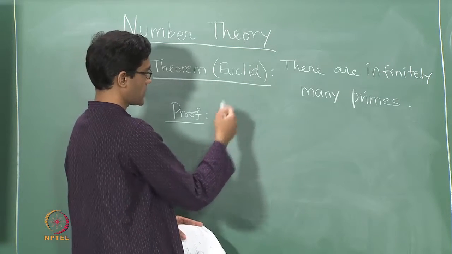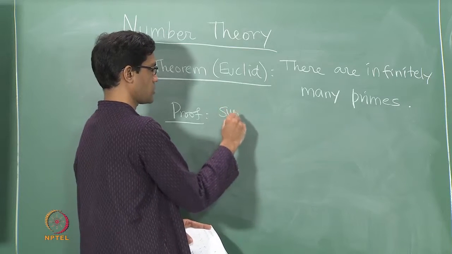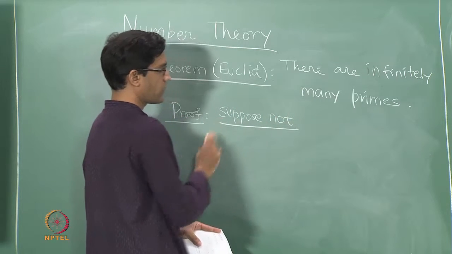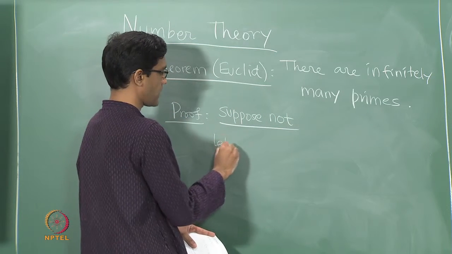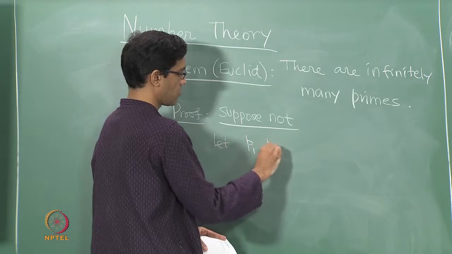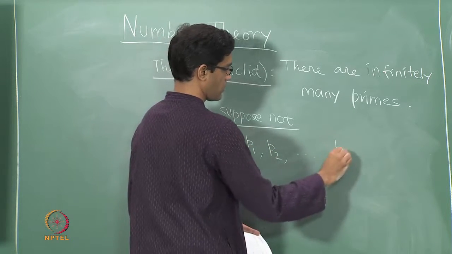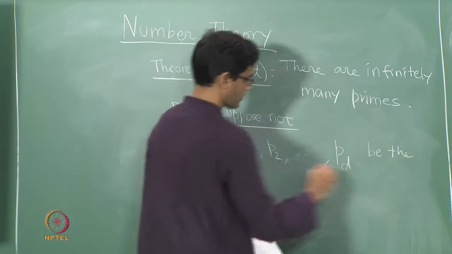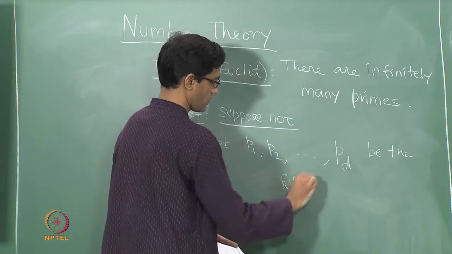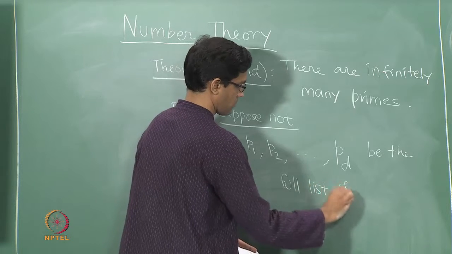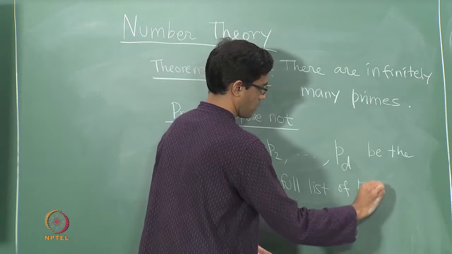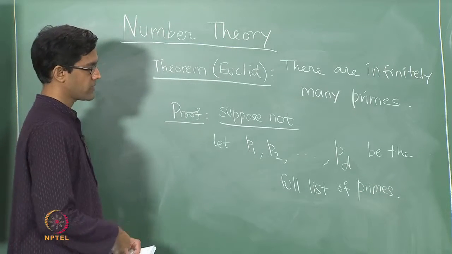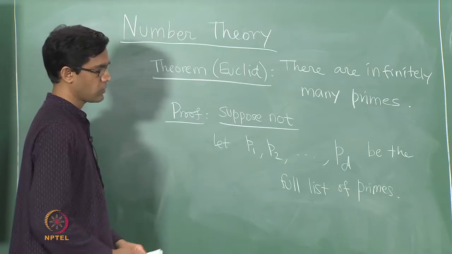It says the following: suppose not. In other words, there are only finitely many primes. So let's give them names. Let P1, P2, up to PD, let's say, be the full list of primes. So you imagine for the moment that the list is finite and that's the full list.